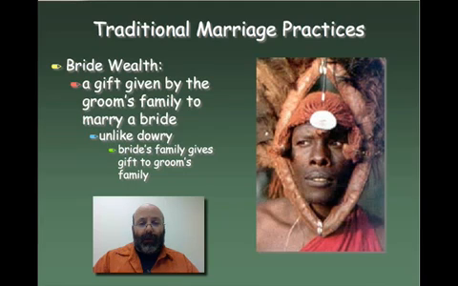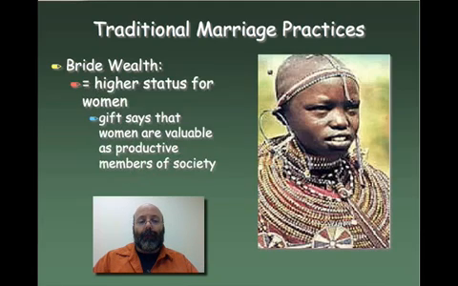And as we know, the dowry system in China contributed to a decline in the role of women in that society. Their status was low. In Africa, they practice bride wealth, which means the status of a woman is actually high. Okay, so this marriage practice actually says a woman is worth something. So bride wealth equals higher status for women. The gift says that women are valuable as productive members of society.